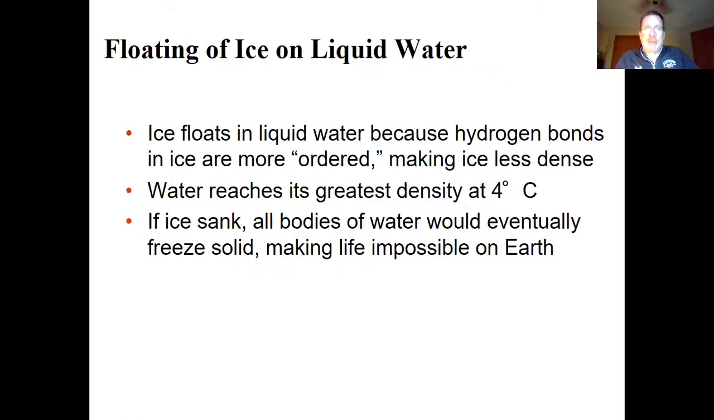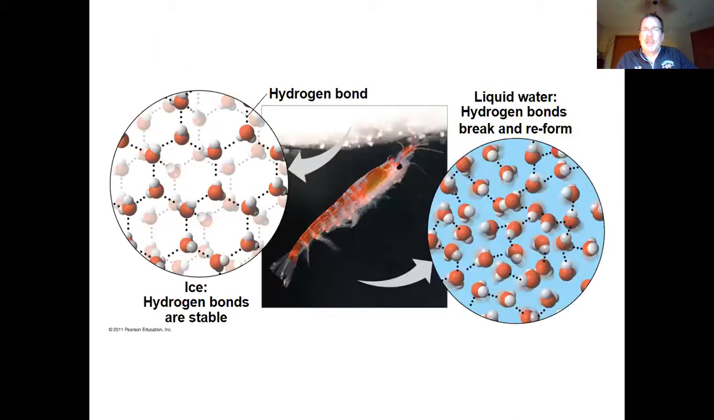And expands upon freezing. Ice floats in liquid water because hydrogen bonds in ice are more ordered, making ice less dense. Water reaches its greatest density at 4 degrees. If ice sank, all the bodies of water would eventually freeze solid, making life impossible. Think of all those little fishies and critters and things that are living below the ice and a relatively stable temperature below the ice. And what would happen if the ice sunk and froze from the bottom up?